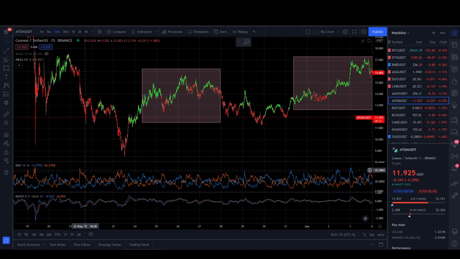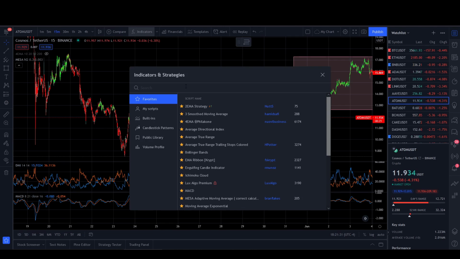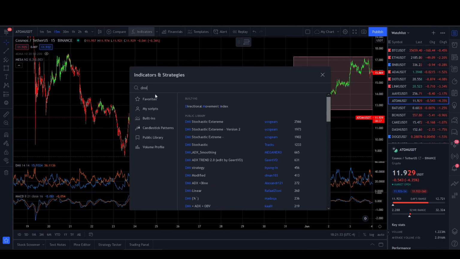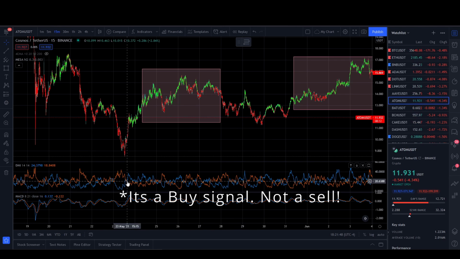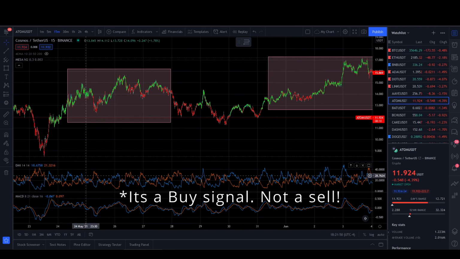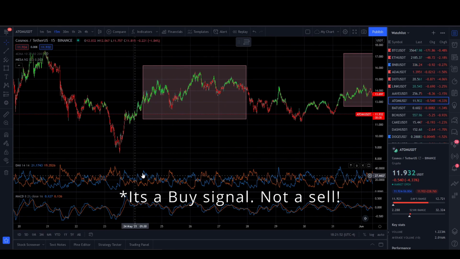DMI is right here at the bottom. If you want to add it, same thing, go to your indicator, put DMI, and it will be this one right here, Directional Movement Index. You don't have to change anything. The way DMI works, when the blue line is above the orange line, it's a buy signal. As we can see, we have the blue line here and the orange line below.